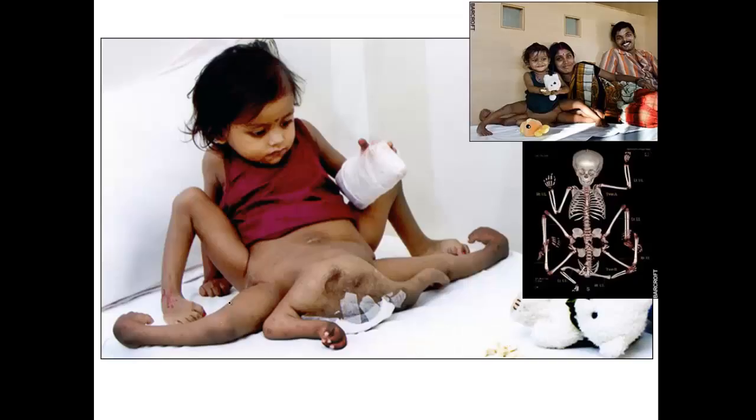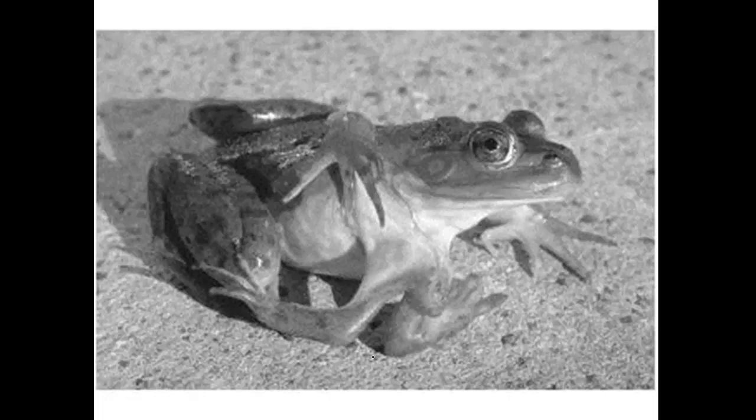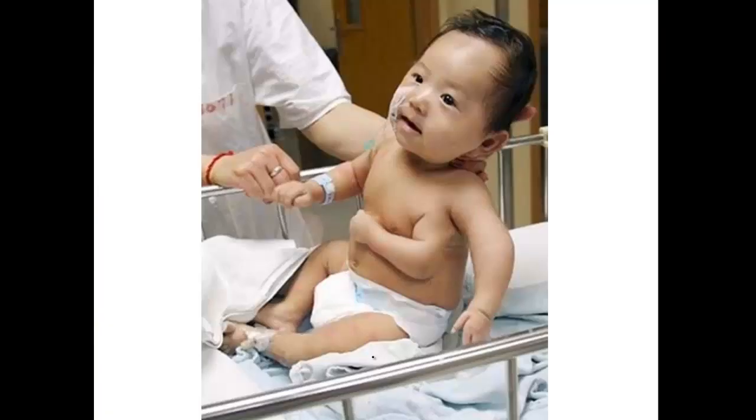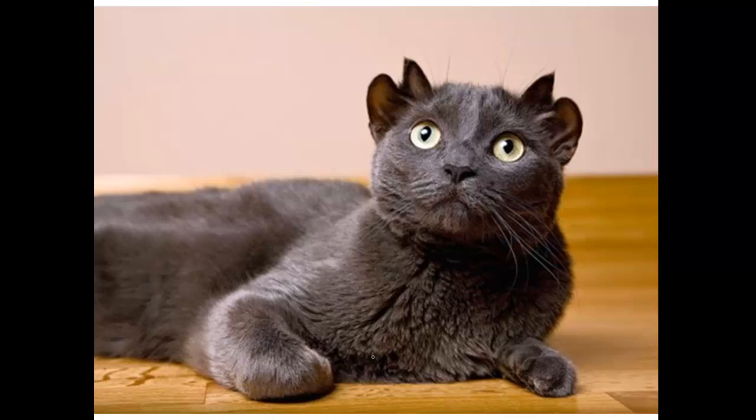Let's talk about a few genetic mutations then. This is a girl from India who was born with 8 limbs, 4 arms, 4 legs, and they actually did surgery to help her with that. Many animals have this problem: 2 heads, too many limbs, like this duck. Of course, here's a little baby with 3 arms. Kitties with more ears than they're supposed to have.